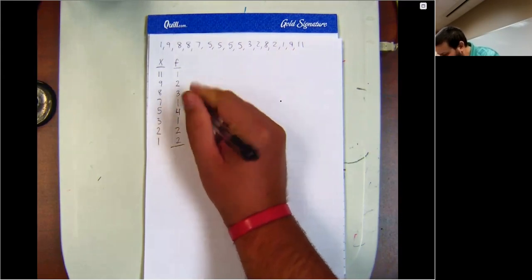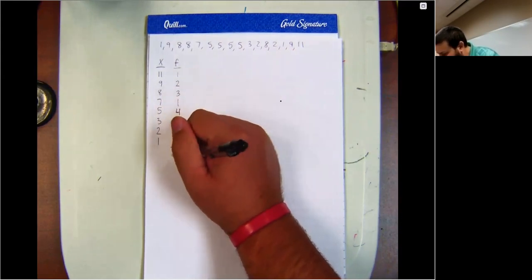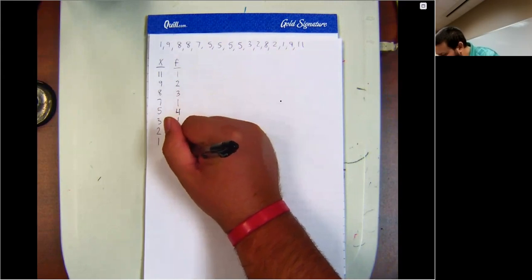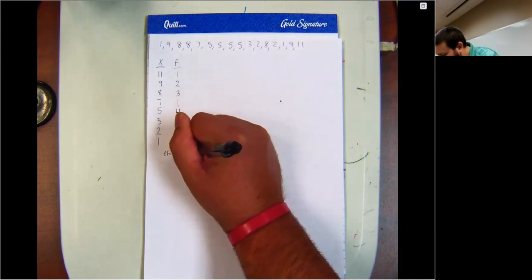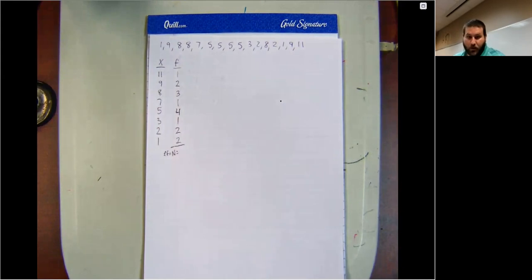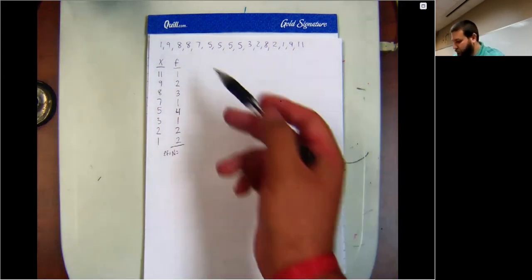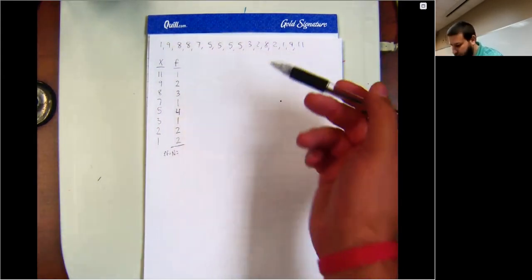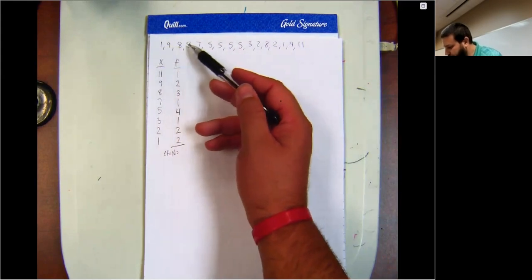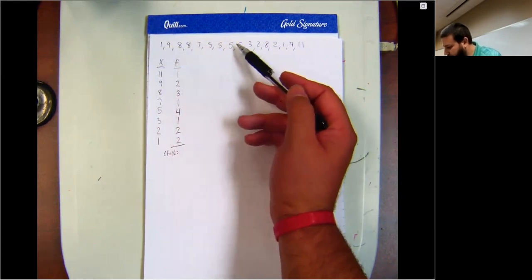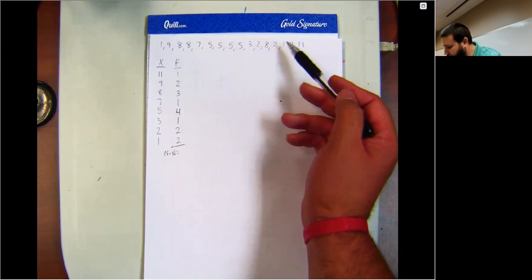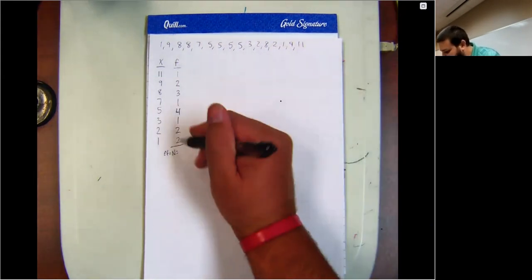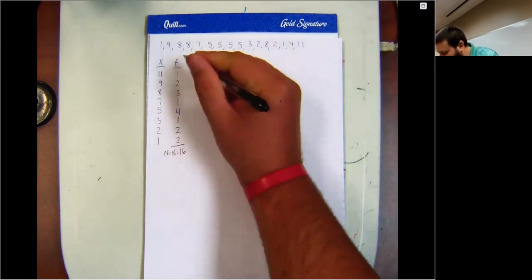Okay, and so our sum of F should equal the N. So sum of F equals N, which is equal to the total number of scores we have. So we had how many scores? 1, 2, 3, 4, 5, 6, 7, 8, 9, 10, 11, 12, 13, 14, 15, 16. So this number should equal 16 if we sum up the F's.